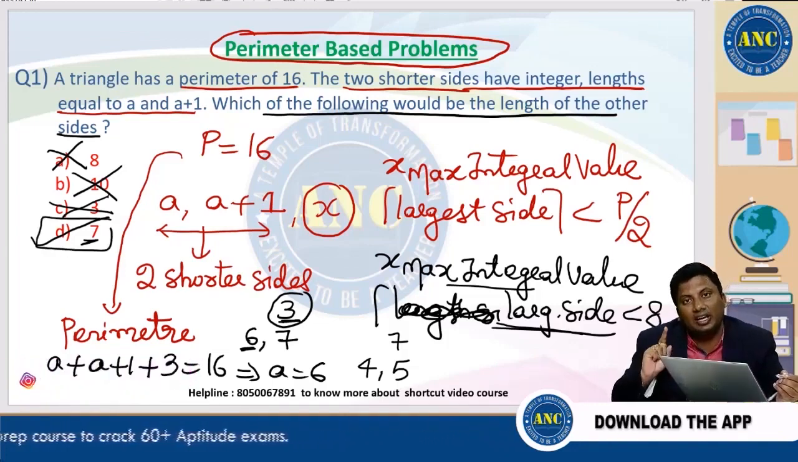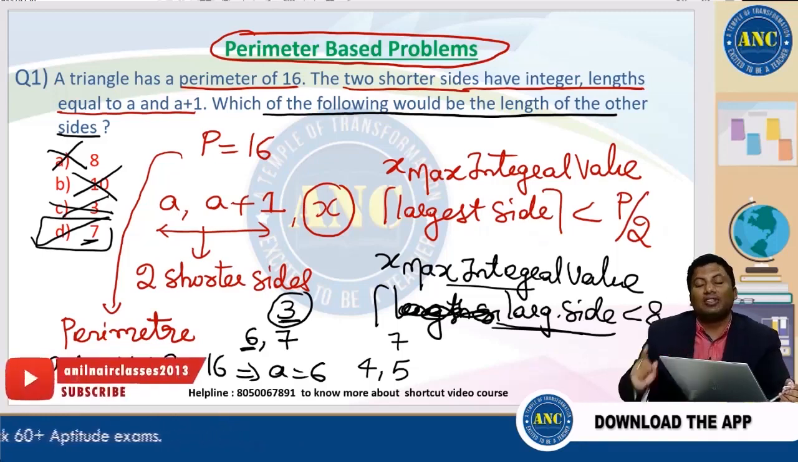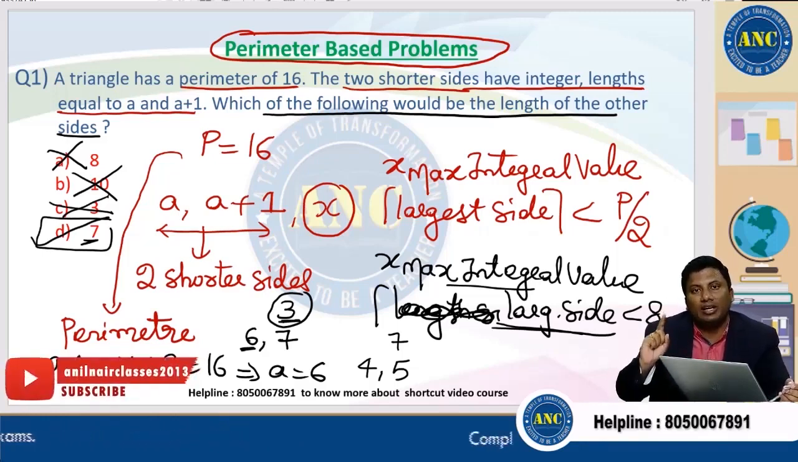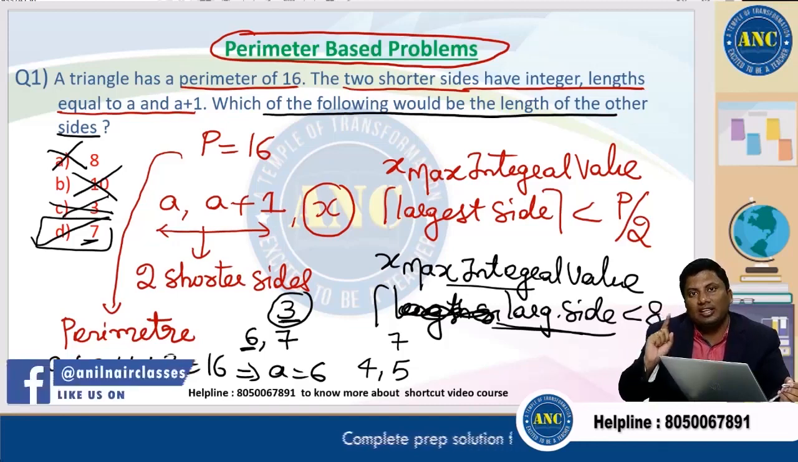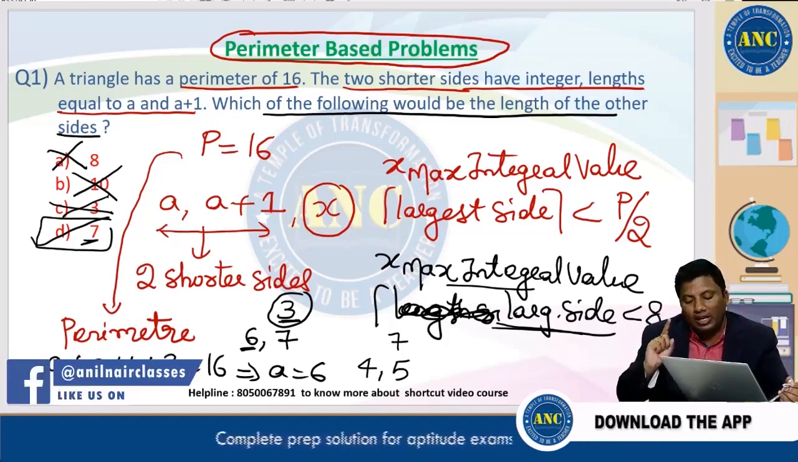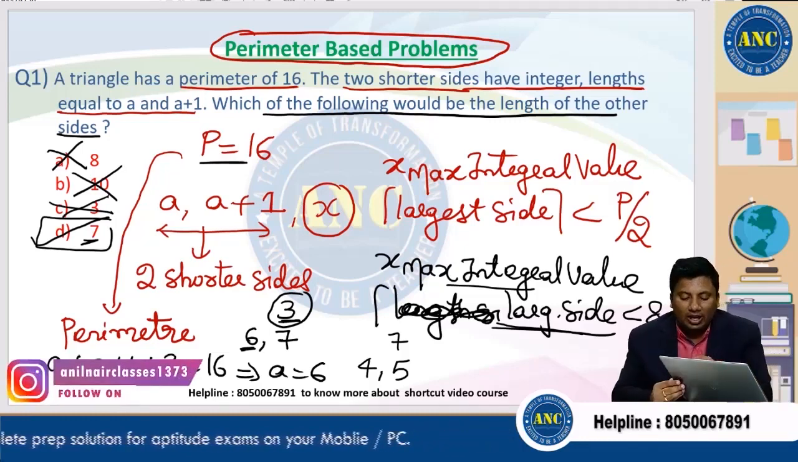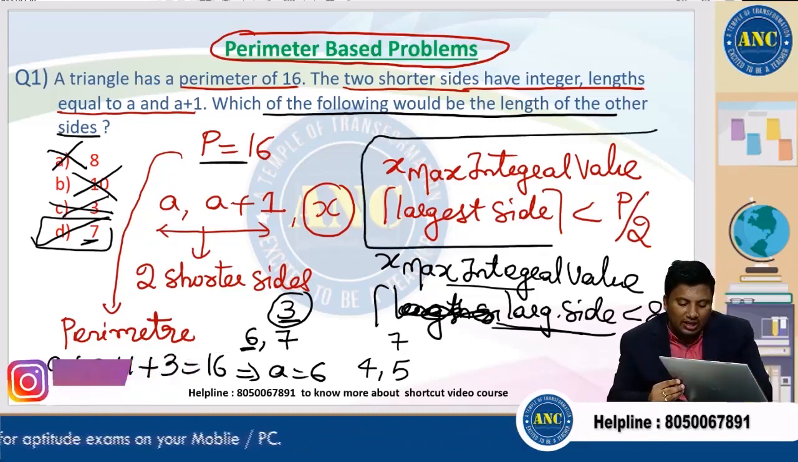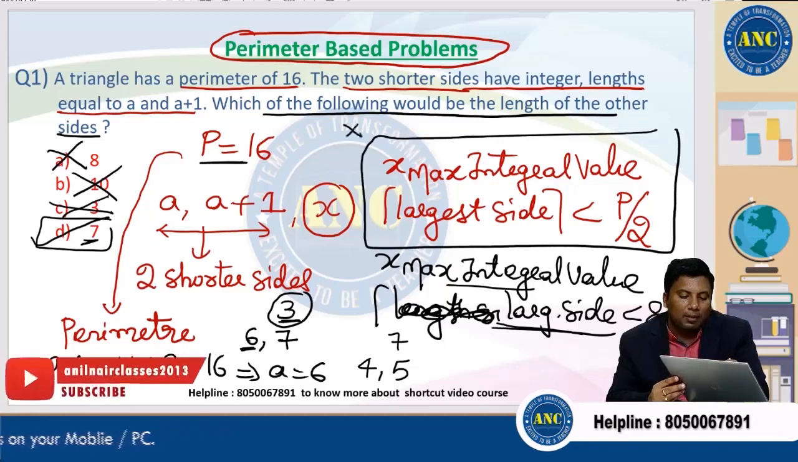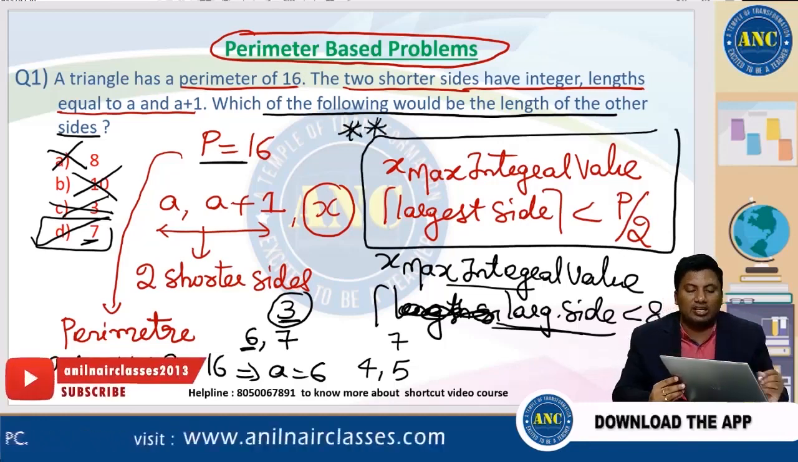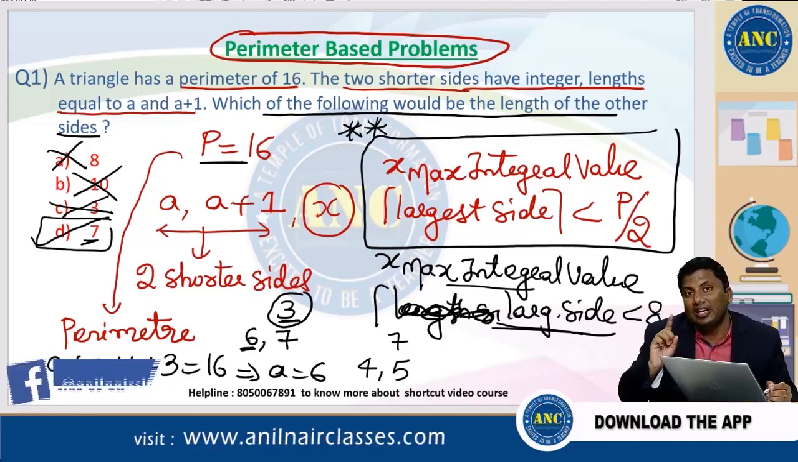What is the concept that is discussed in the first question? The largest side's maximum integral value is always less than p by 2. What is p? P is nothing but the perimeter. The maximum integral value a largest side can take is always less than p by 2. This is the concept we discussed.